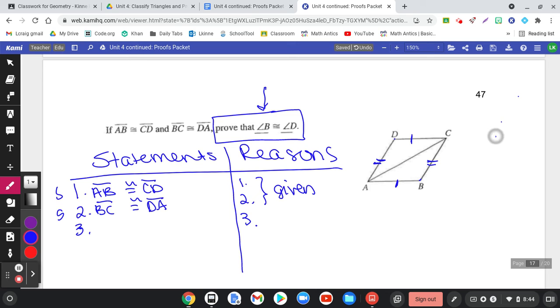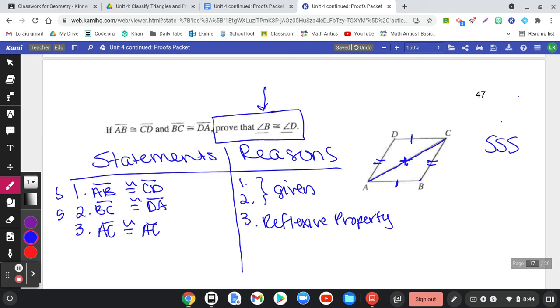Now think about the ways to prove a triangle. Side, side, side being one of them. I don't have any angle information, but I have the reflexive property telling me that this shared side is the same. So AC is congruent to AC by the reflexive property. We only have 2 steps left. The triangles are congruent by side, side, side.